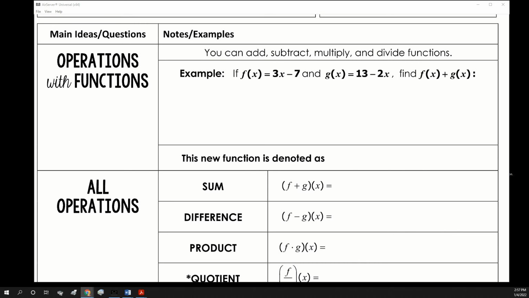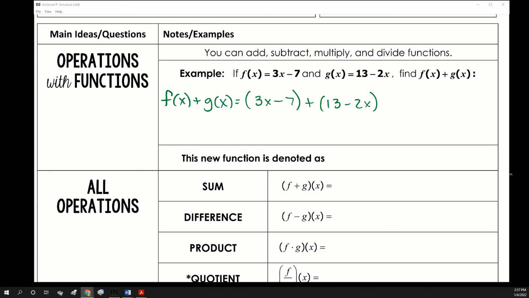So you can add, subtract, multiply, and divide functions. So we have two functions on our first example. f is equal to 3x minus 7, and g is equal to 13 minus 2x. So we're going to find f of x plus g of x. So that means we're going to take f, 3x minus 7, and we're going to add 13 minus 2x to it. And so anytime you have addition, the parentheses do not matter.